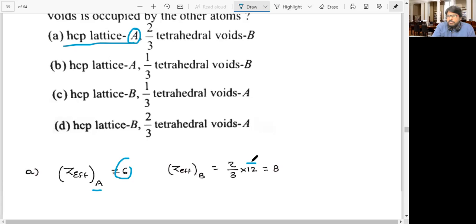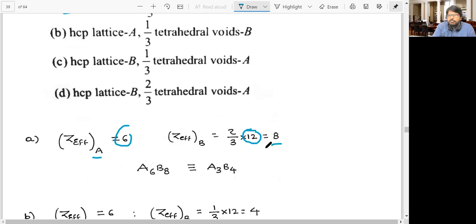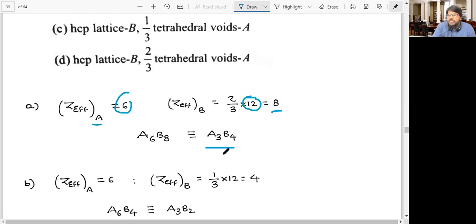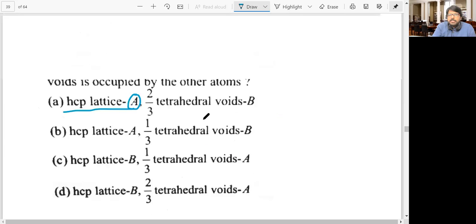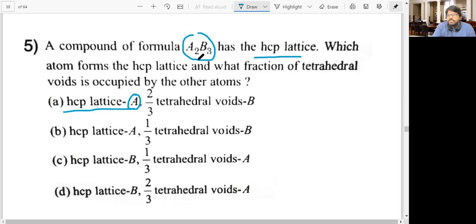How many tetrahedral voids are present? 12. But at this point of time, don't think about how to derive tetrahedral voids; without clarity on the concept, there will be no use in watching this video. So 12 tetrahedral voids, and 2/3 of 12 gives 8 atoms. 6 atoms of A, 8 atoms of B: A6B8, the simplest formula is A3B4, but he's saying A2B3. So this is not the answer.